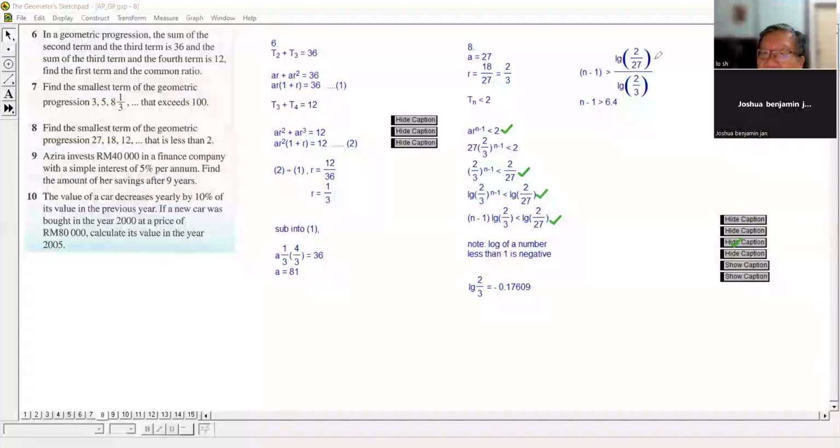Now you can use the calculator to divide this number by this number. So when you divide the two numbers, it is 6.4. Now, a number bigger than 6.4, what number should that be if it is bigger than 6.4? Is it 6? 7, correct. Bigger must be 7. Even if it's 6.1, you say bigger than 6.1, it has to be 7, cannot be 6, no matter how near it is.